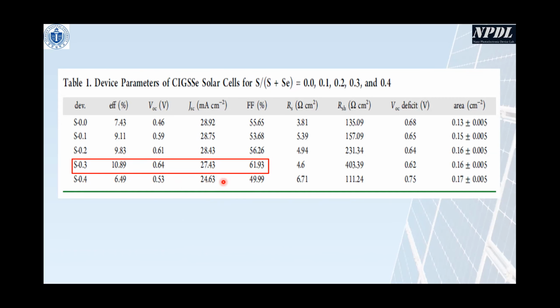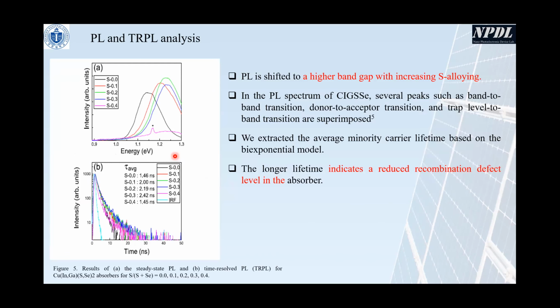And now we further characterize our device with photoluminescence and time resolved photoluminescence analysis. Usually for photoluminescence, we expect a high intensity spectrum in the wavelength range. If a device shows a high intensity spectrum, that means the absorber and buffer layer quality is good. So here in the PL spectrum, we see that the green line, blue line and red line all show good spectra compared with sulfur 0.4. Here sulfur 0.4 shows a low intensity spectrum, that means sulfur 0.4 is not good.